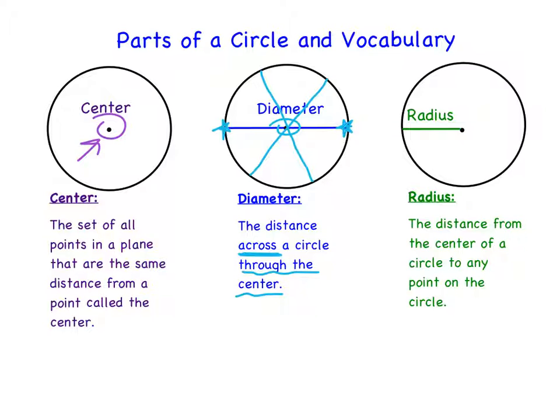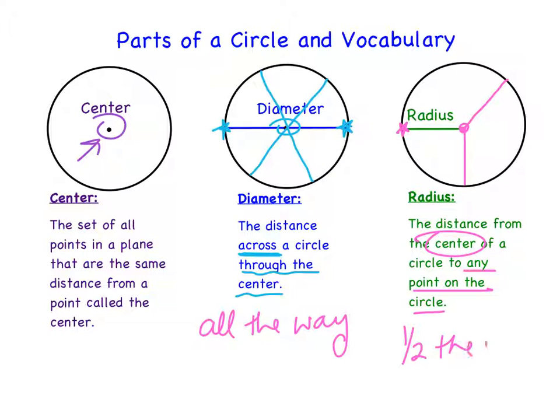And then radius, notice it's just halfway. It's from the edge to the center. It can also go in any direction. It just goes halfway across. So it's from the center to any point on the circle. So this goes all the way across for diameter, while radius only goes half the way across. Okay, so keep that difference in mind as we get started today.